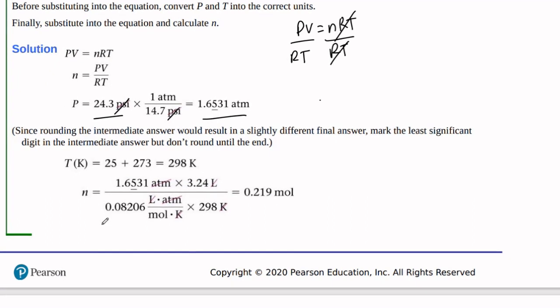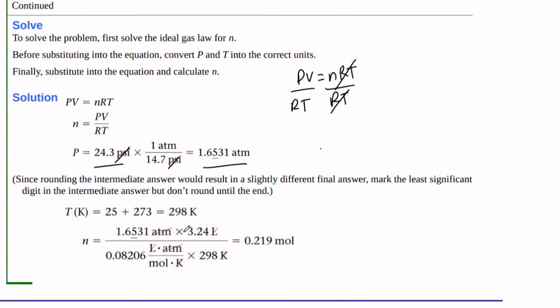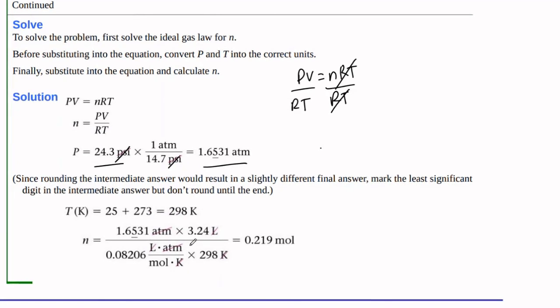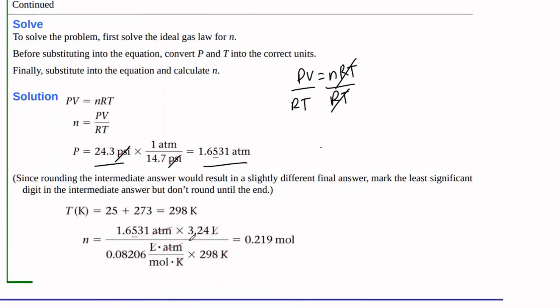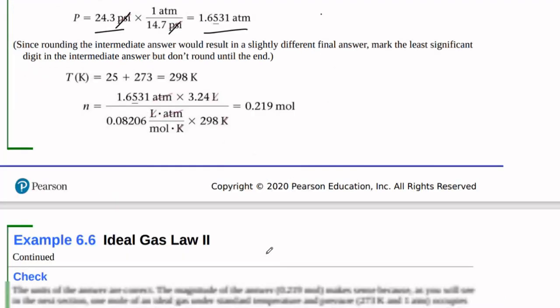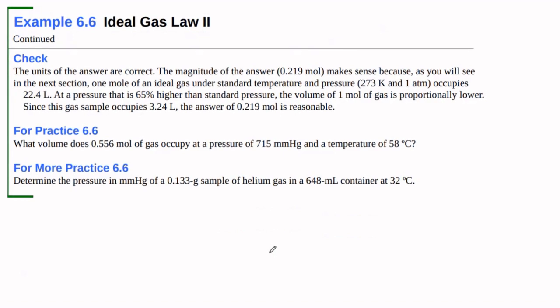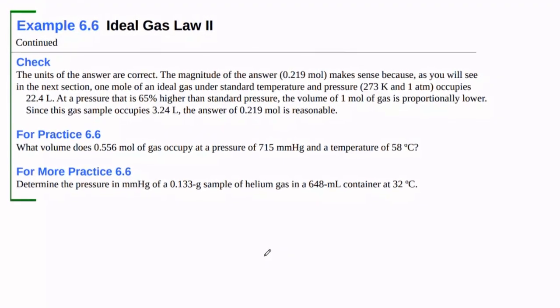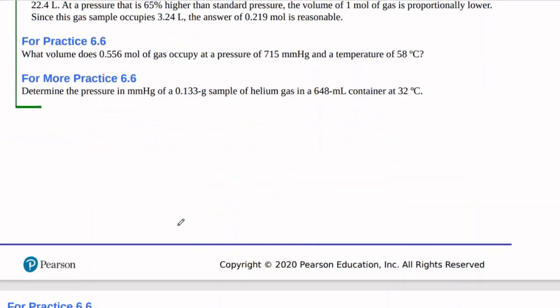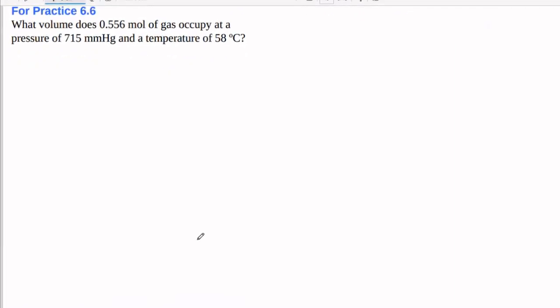And n then will be given by 1.6531 atmospheres. That's our pressure. 3.24 liters, that's our volume, divided by R times the temperature. So we got 0.219 moles. Okay, so that's the number of moles. All right, we have 2 for-practice problems. We have a for-practice and a for-more practice problem. We'll go ahead and work those.